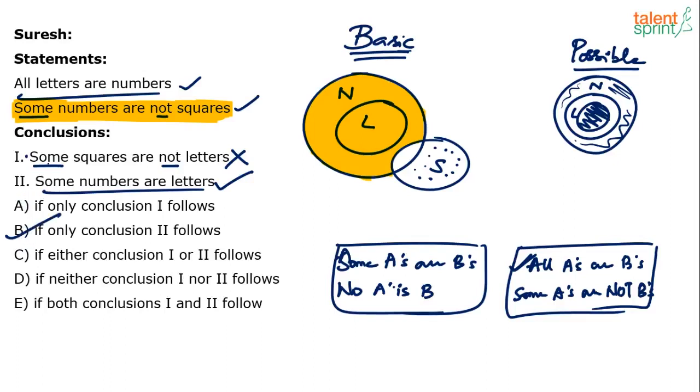And please do not go by the length of the explanation. It has taken a little time to explain the solution, but when you solve it yourself, it doesn't take so much time, right? It takes about 45 seconds in this particular case, just because there are some not type of statements and some not type of conclusions. Be a little careful when you have some not type of statements and conclusions. Okay, final answer is only conclusion 2 follows.